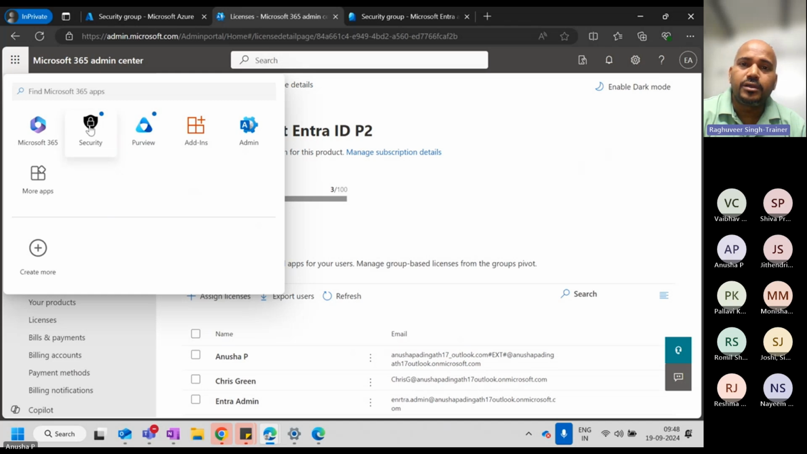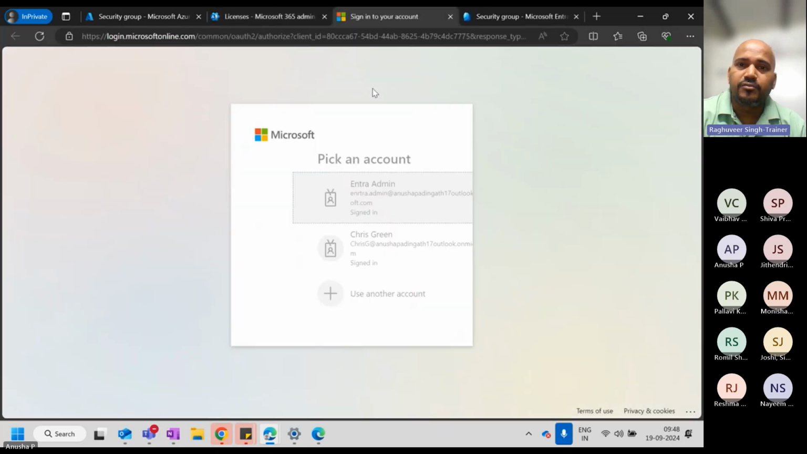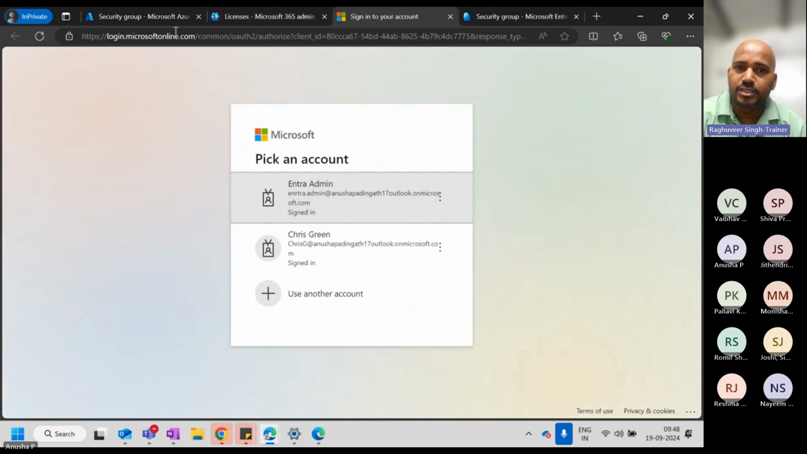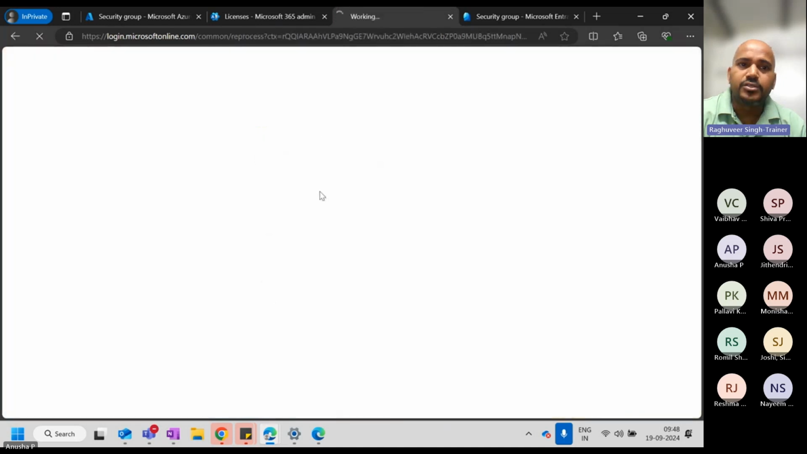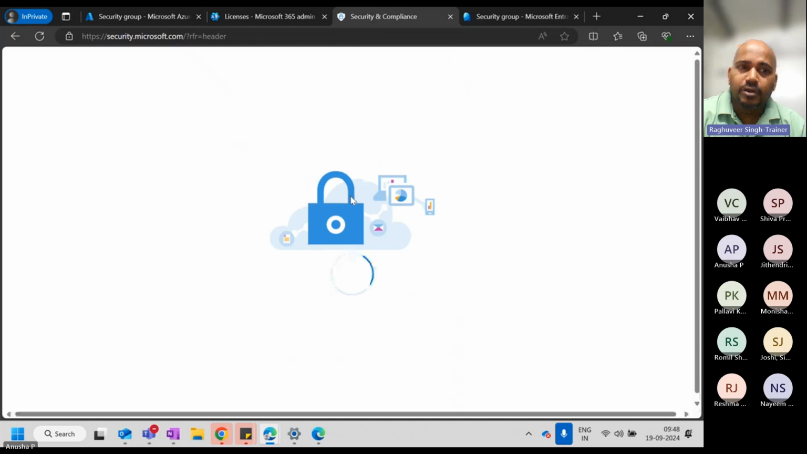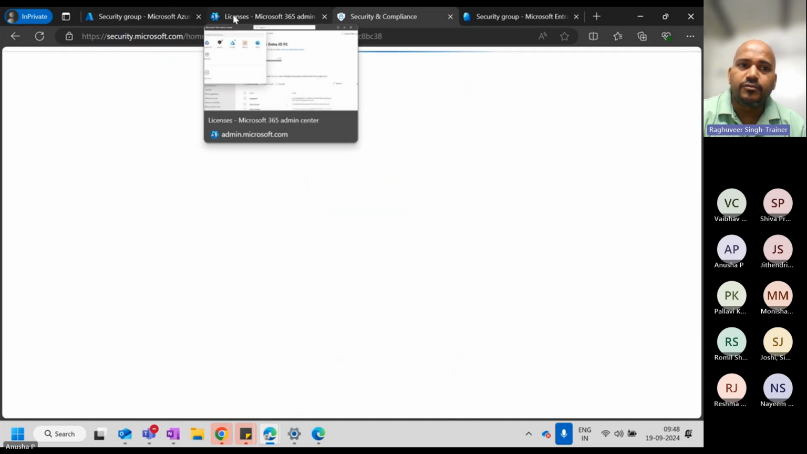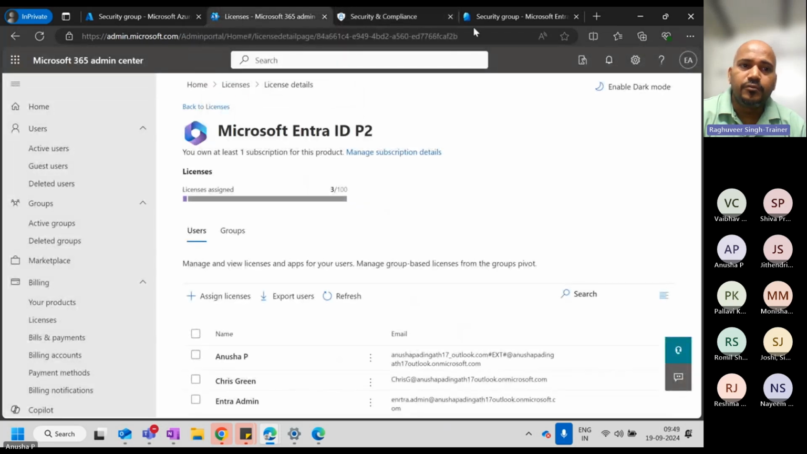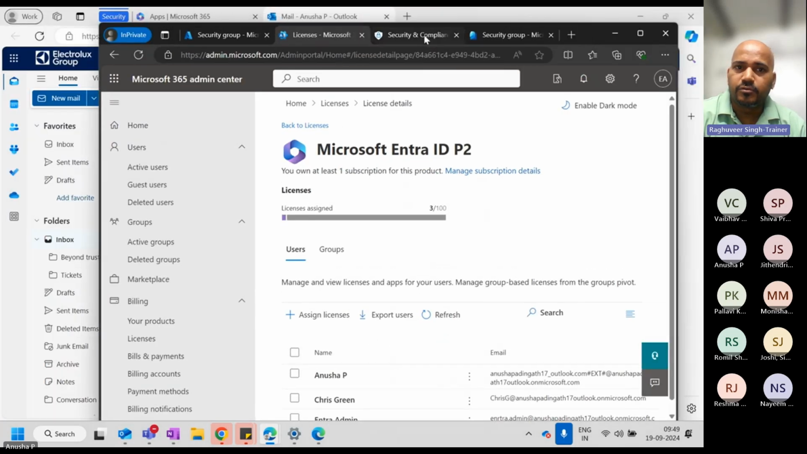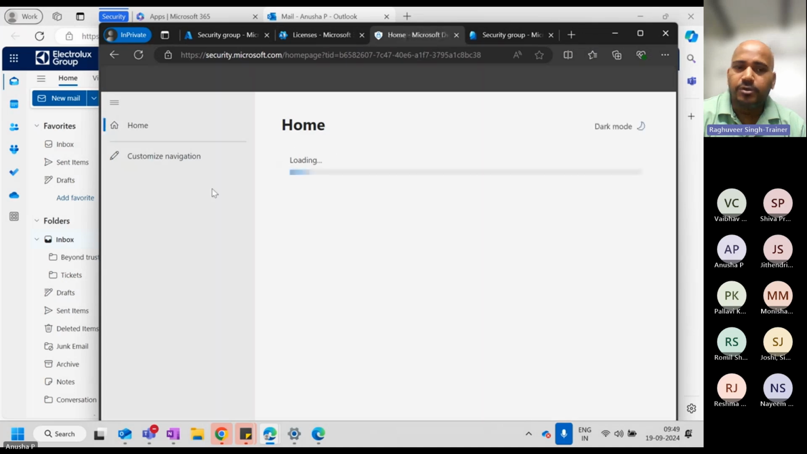Then if you are using data governance, I'm saying Microsoft 365 security and compliance is now renamed as Purview. So it basically takes you to the Purview portal. So all additional products of Microsoft are basically available here. In security.microsoft.com, you will have access to Defender products, all Defender products of Microsoft or Microsoft security products.